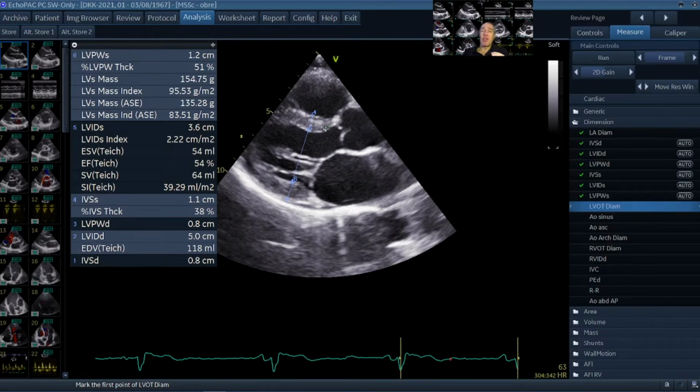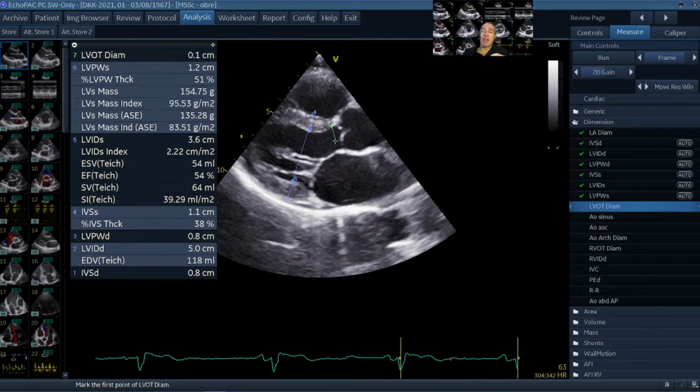Formerly I was trained to measure the left ventricular outflow tract, well, we said 1 centimeter below the aortic valve, so I would have measured here. But nowadays it's generally recommended to stay closer to the valve, and so I will measure like this here, which gives me a quite small left ventricular outflow tract.